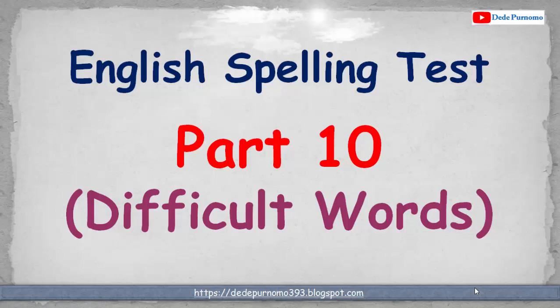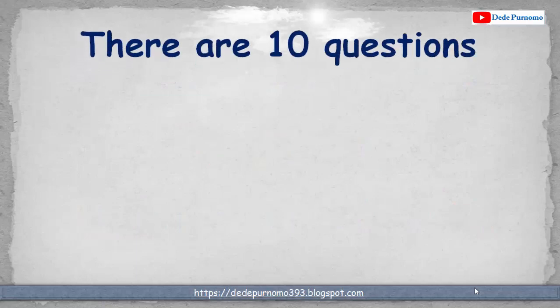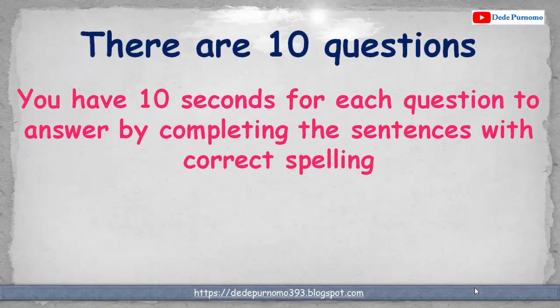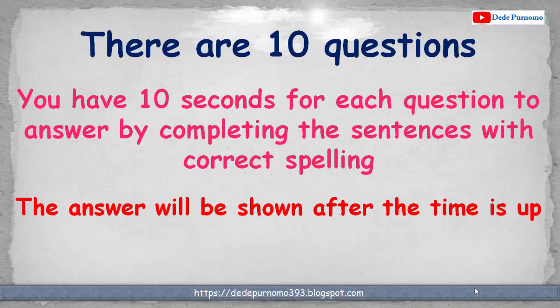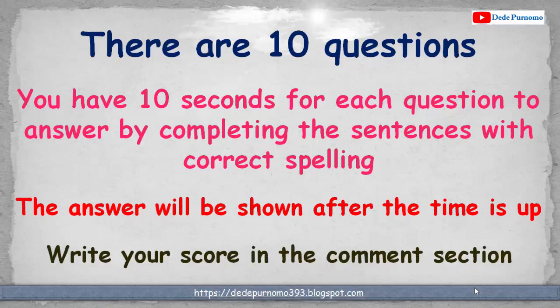English Spelling Test, Part 10. There are 10 questions, and you have 10 seconds for each question to answer by completing the sentences with correct spelling. The answer will be shown after the time is up. Write your score in the comment section.